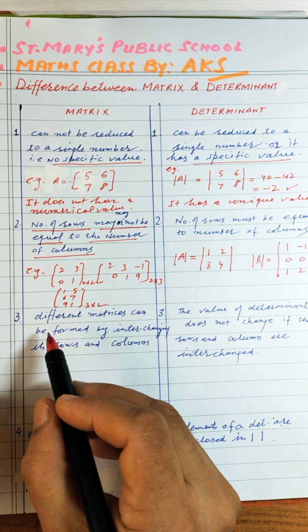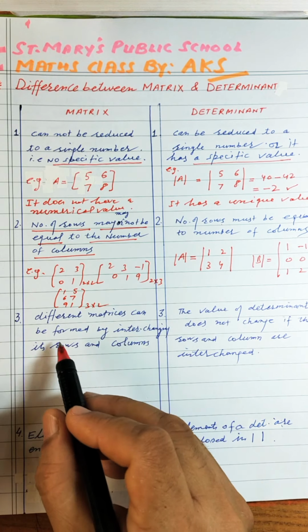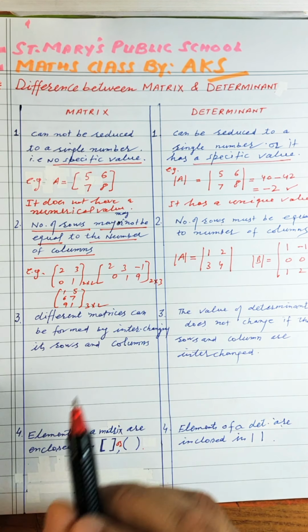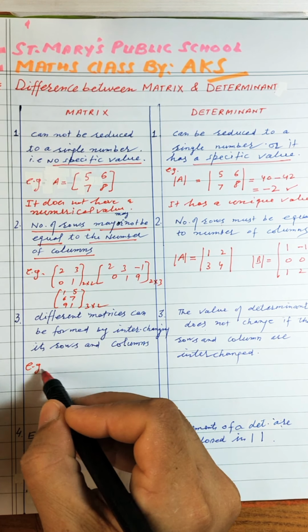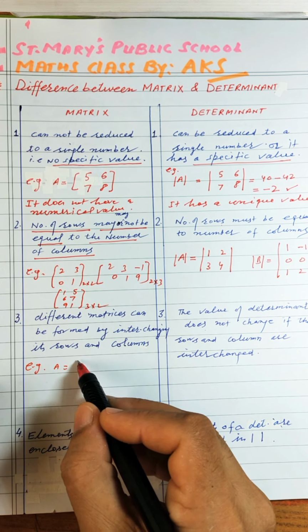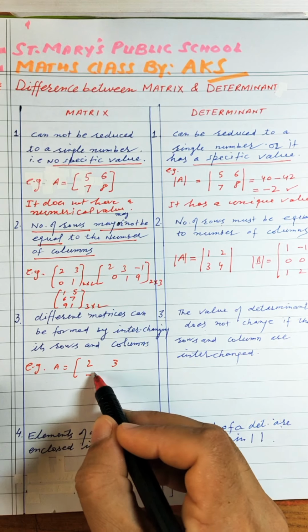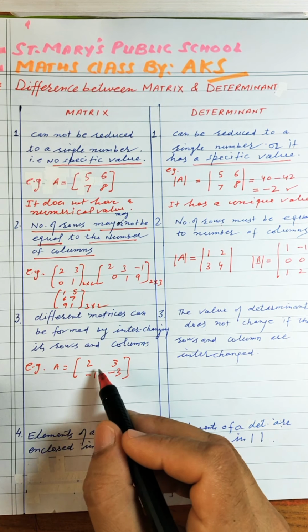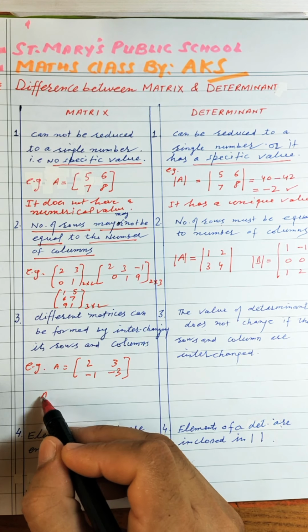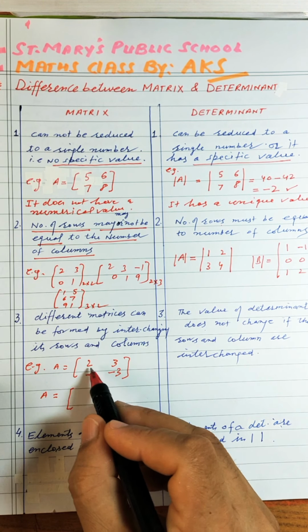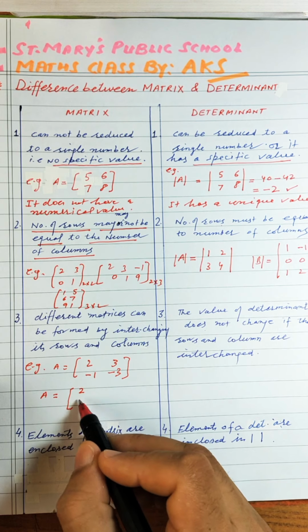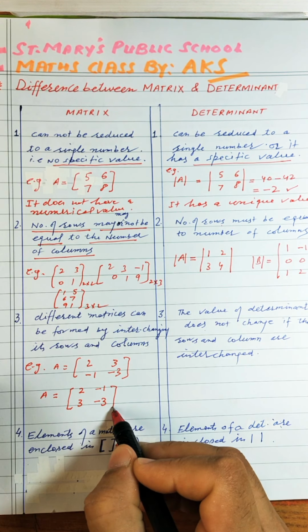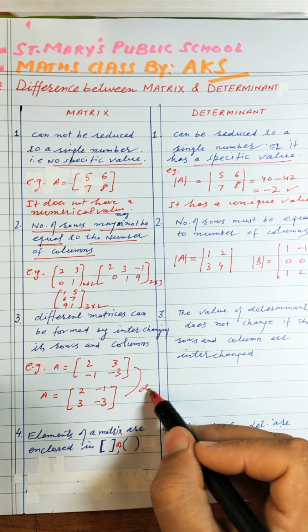Got it? Third point: different matrices can be formed by interchanging rows and columns. For example, we are taking a matrix [2 3; -1 -3]. If we interchange rows and columns, what will we get? The first row becomes the first column, 2 3, and the second row becomes the second column. Now these two matrices are different.